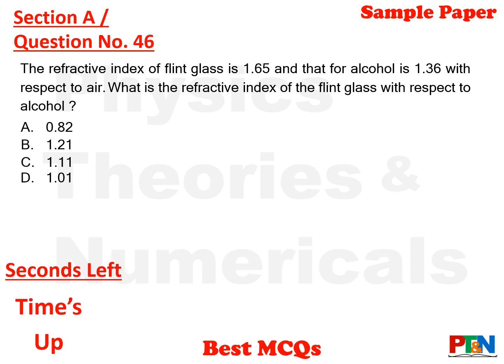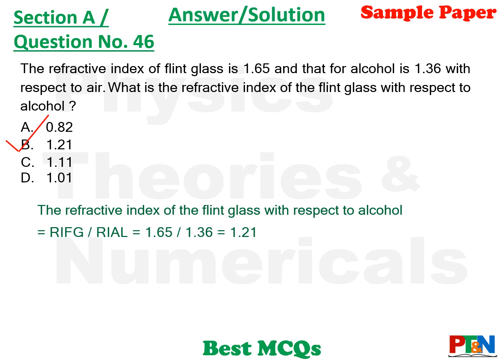Time's up. Let's see the answer. The answer is option B. See, refractive index of flint glass with respect to alcohol will be refractive index of flint glass by refractive index of alcohol, which is 1.65 by 1.36, that is 1.21. Here you see, out of the two, of course flint glass is denser medium because its refractive index with respect to air is high. So you will divide 1.65 by 1.36, that is 1.21. So it is option B here.